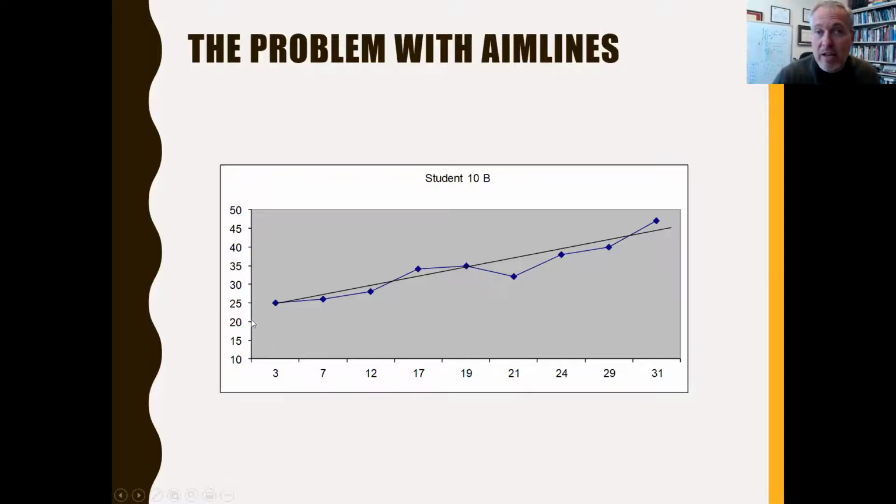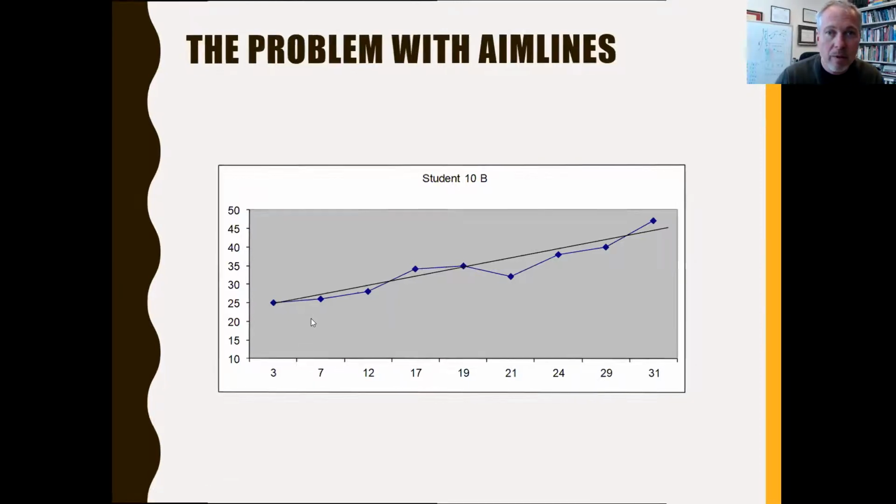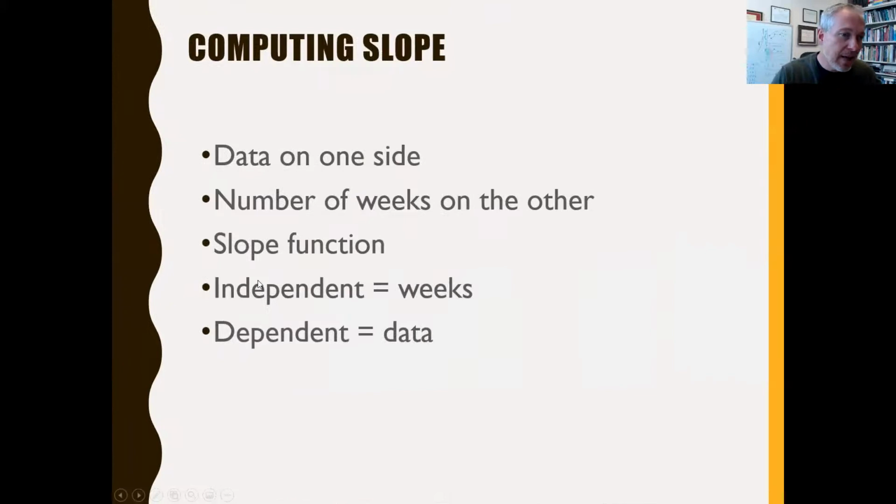So if I'm going to make a resource allocation decision, I want to compute ROI for all of the data and use that to interpret growth. And I'll set this up like this. You put in the data and the number of weeks, and go to the slope function. Your independent data are the number of weeks. Your dependent scores are the data, the actual scores.